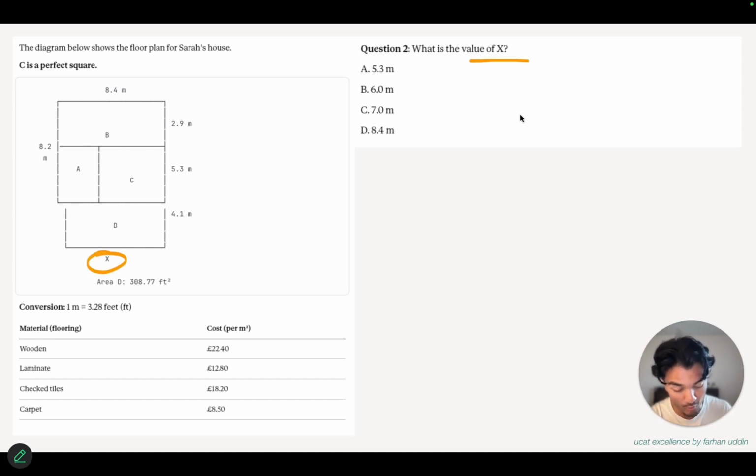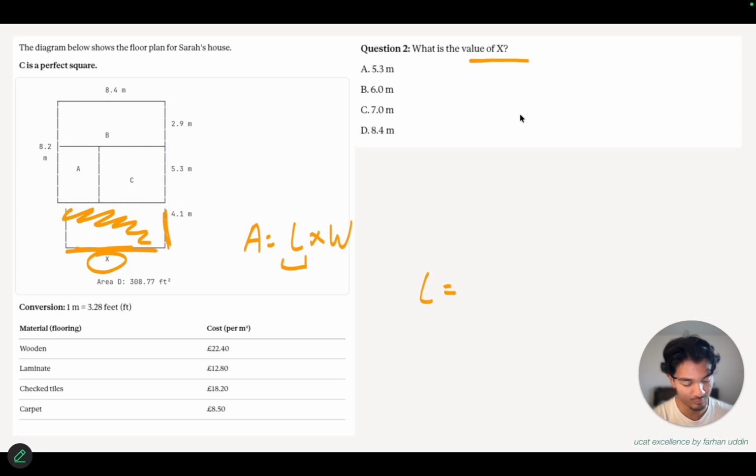So we know that we need to find the area of D to be able to work backwards and find this because we've got the height here. We need to find the width. So area equals length times width. And what we're trying to do here is find the length. So the way we do that is length is equal to area divided by width. So we have the area actually. It's 308.77 feet. Now the thing is, we can't mix up the units.